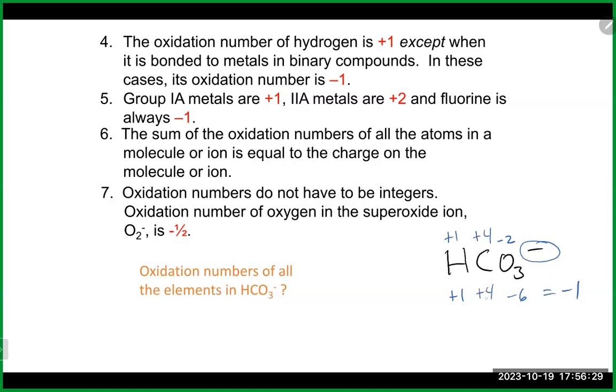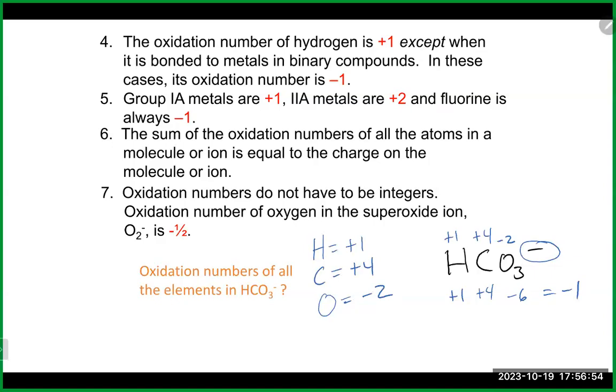+1 and +4 is +5, and a -6 is a -1 left over. So when you are giving the answer here, the oxidation state for hydrogen should be +1. The oxidation state for carbon should be +4. The oxidation state for oxygen should be -2, not -6. So not the grand total.